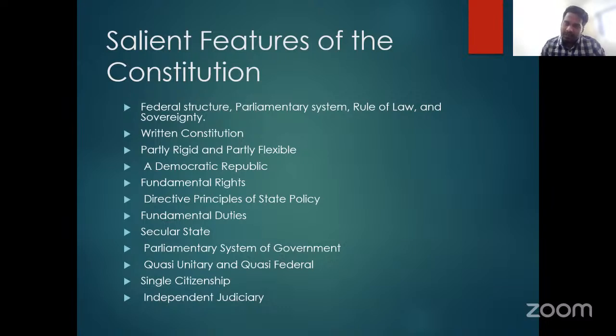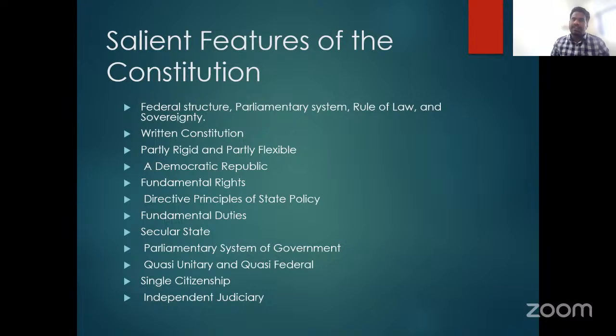We can say bargaining federalism, or we can say cooperative federalism. We have different names for our quasi-federal and quasi-unitary nature. Different authors call it by different names. Okay, next we have single citizenship.